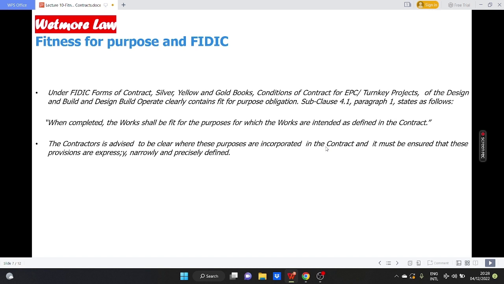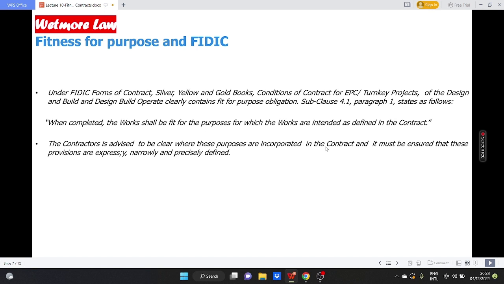Fitness for purpose and FIDIC. Under FIDIC forms of contract, silver, yellow and gold books, conditions of contract for EPC and turnkey projects of the design, build and operate clearly contains a fit for purpose obligation. Sub-clause 4.1 paragraph 1 states as follows: when completed, the works shall be fit for the purposes for which the works are intended as defined in the contract.